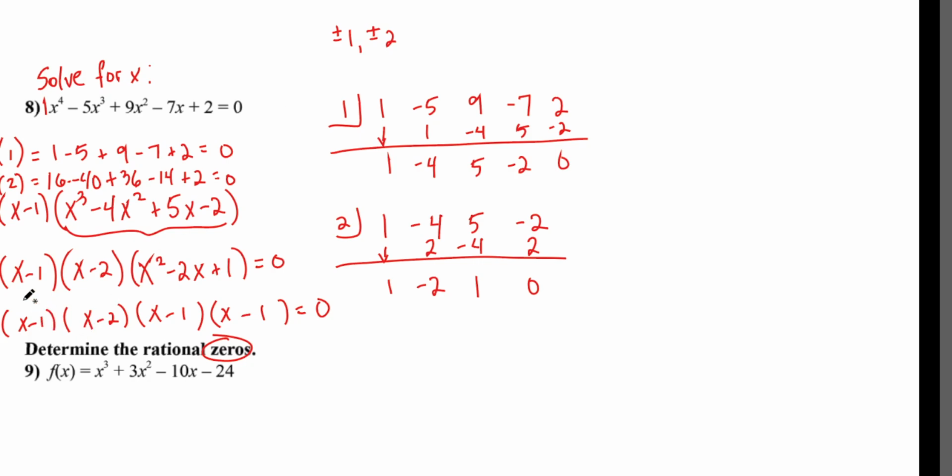So what do we do? We take this, we set it equal to 0. So x minus 1 equals 0, so what's x equal? If x minus 1 equals 0, what's x equal? 1. And that'll be for that one, that one, and that one. But do we have to write 1 three times like that? No, we don't have to. Or you could, but there wouldn't be any reason to.